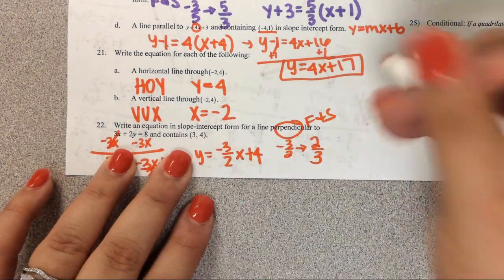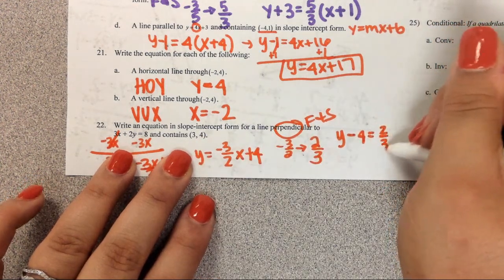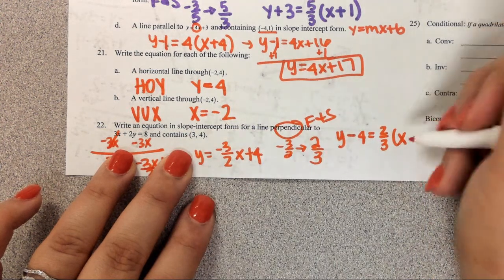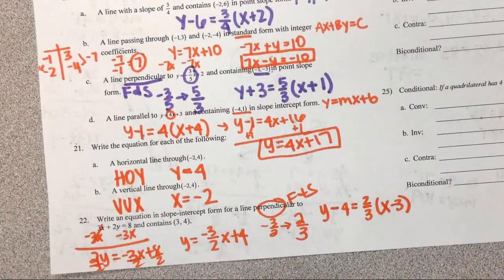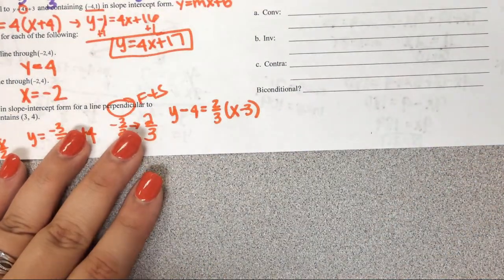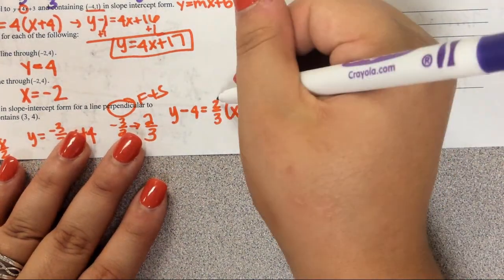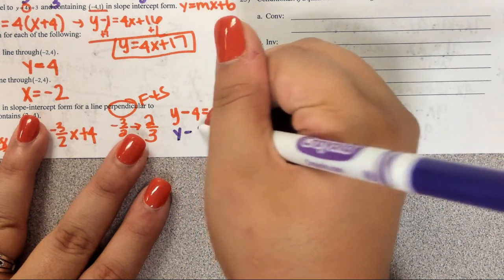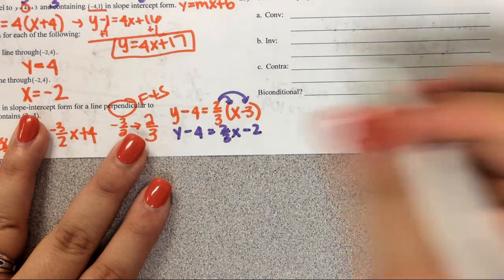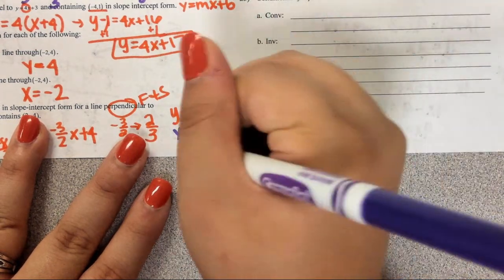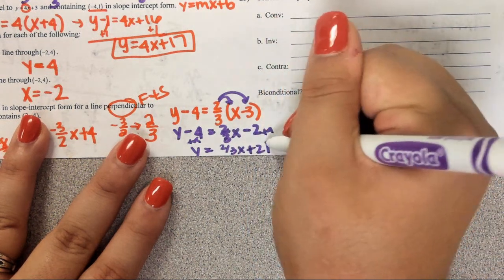I want it to go through that point though. So it's going to be y minus, it's going to be a negative 4 equals 2/3 x. That's positive, so it's going to be a minus 3. Oops, I'm taking up a lot of space. So I want it in slope-intercept form. That's y by itself. Then I just need to solve and get y by itself here. So when I distribute, I get y minus 4 equals 2/3 x minus 2. And then if I add 4 to both sides, I get y equals 2/3 x plus 2.